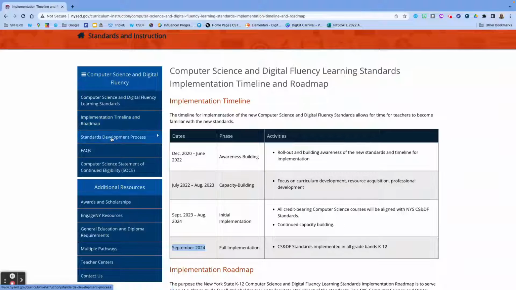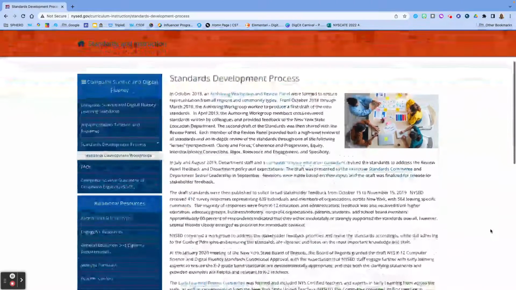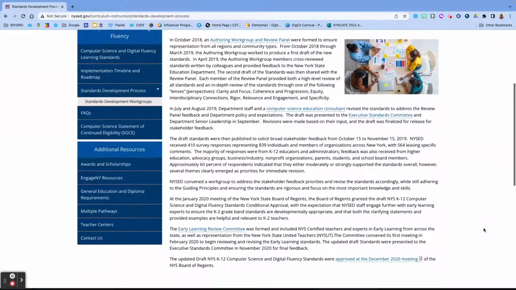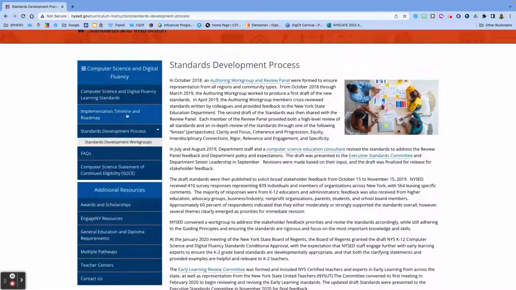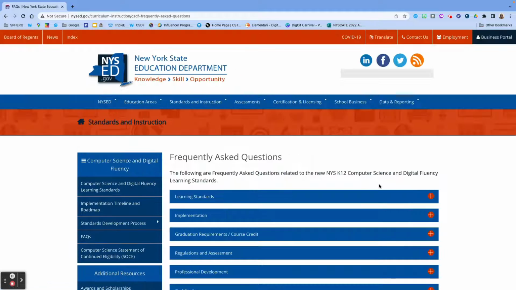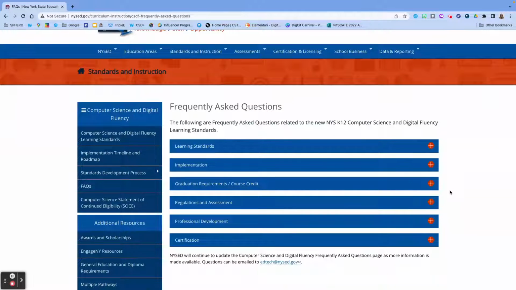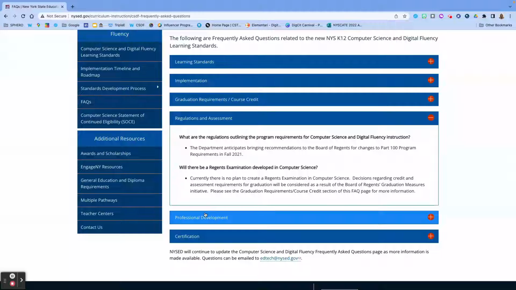Below the timeline and roadmap, there is information about the standards development process where you can learn how the work group was put together, who was involved, and how the standards came to be. Below the standards development process is the FAQs. Here you're going to find frequently asked questions as far as how they should be implemented, what the assessments are, and the professional development that needs to be done.